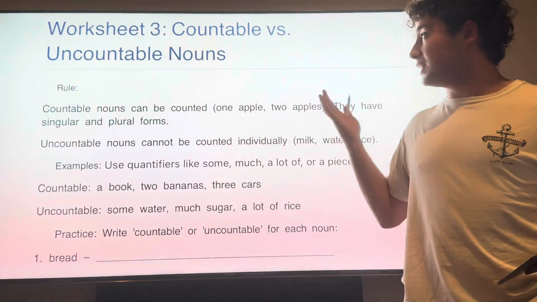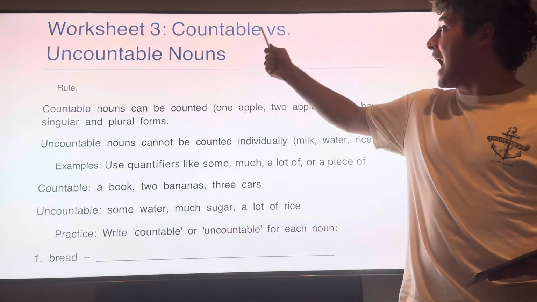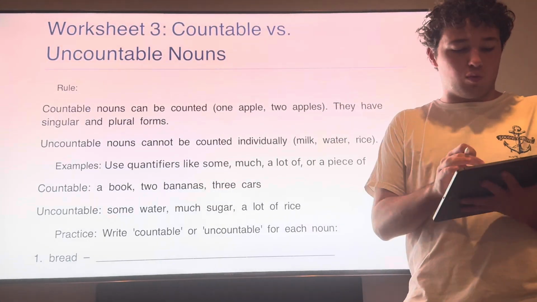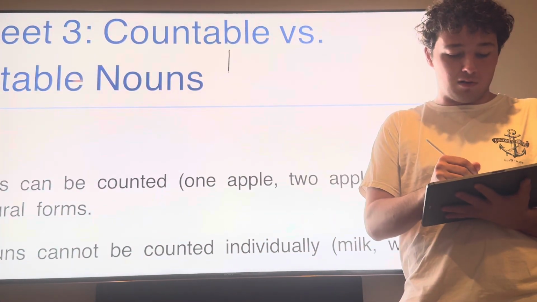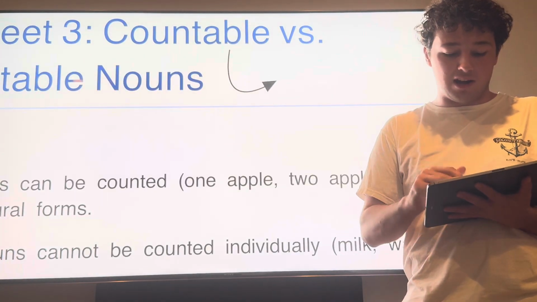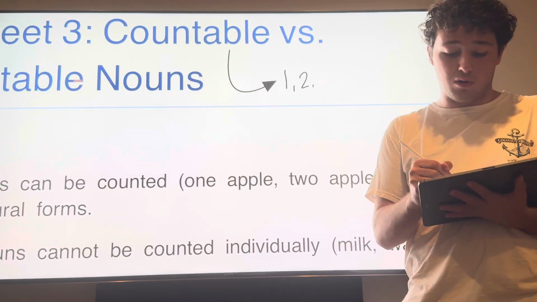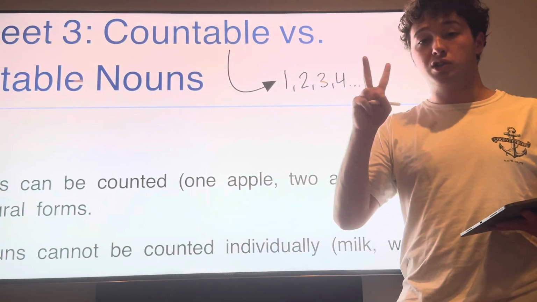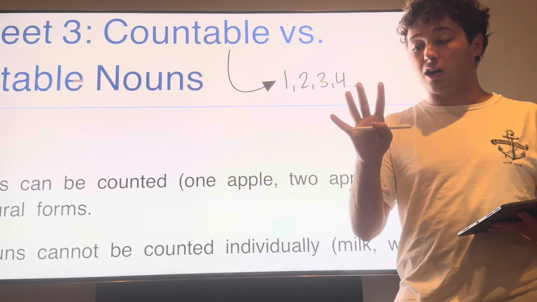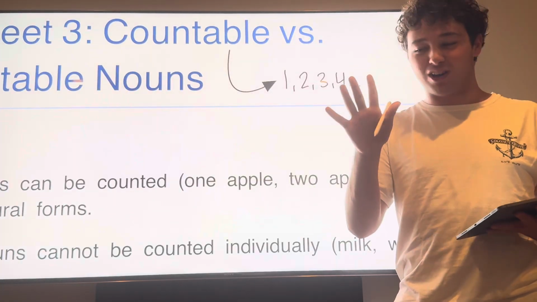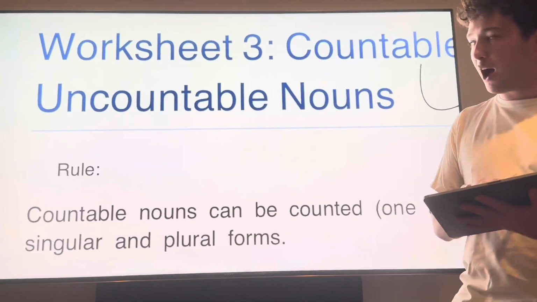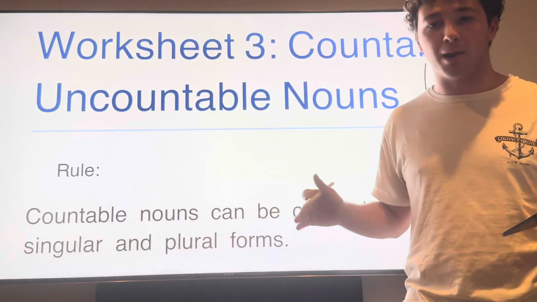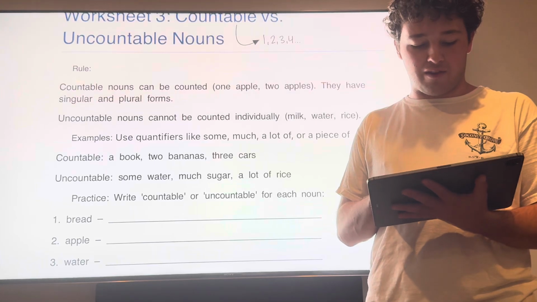Okay, and so our last topic now is countable versus uncountable nouns. So first, what does this mean? Countable means you can give it a number. 1, 2, 3, 4, anything. 1 dog. 2 dogs, 3 dogs, 4 dogs, 5 dogs, right? Uncountable means there is no number for it. You can't just give it a number. So let's look at a few of these parts here.